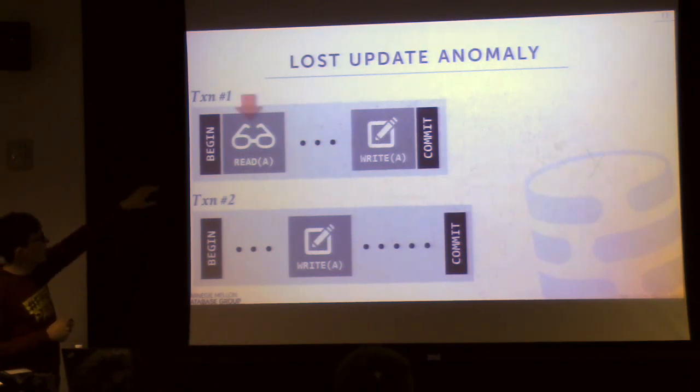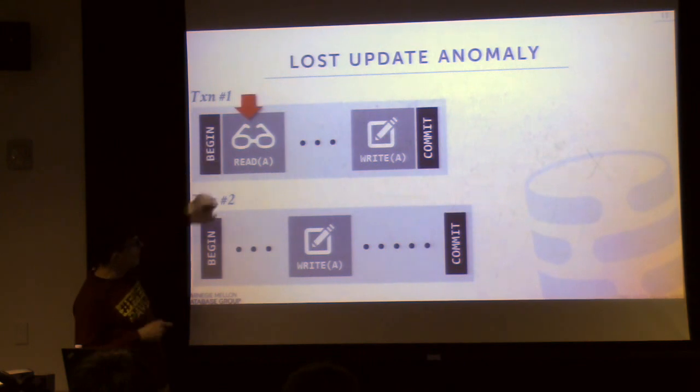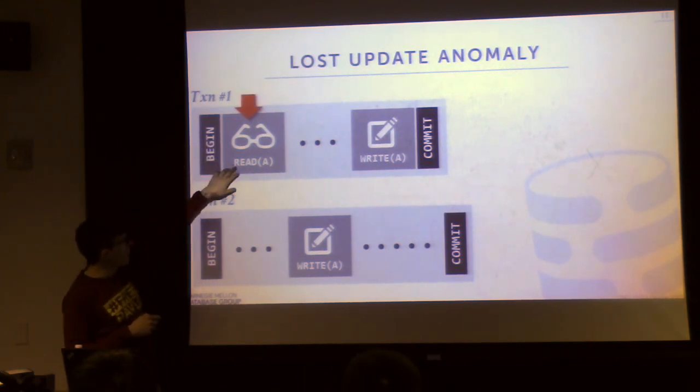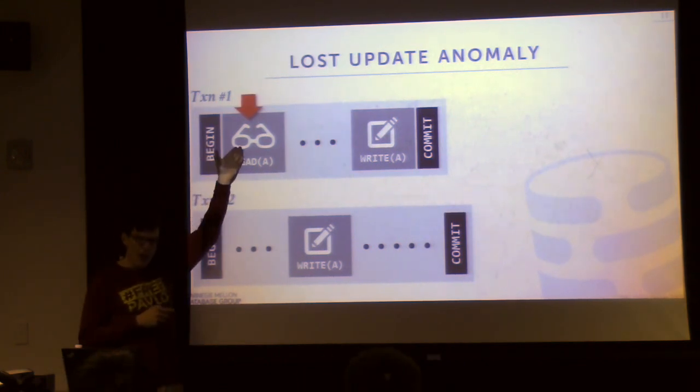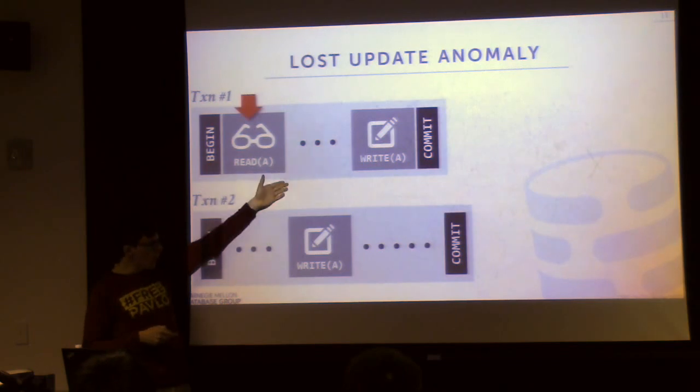So we'll start off. We have a single program counter, because we have a single core system, so we're only doing one thing at a time. This transaction wants to do a read on A. It's going to go find the object A, assume it's a tuple, grab the cursor lock on it, do the read, release the lock, and then move on.